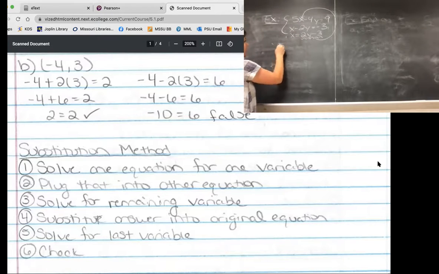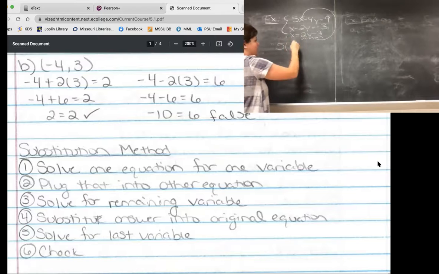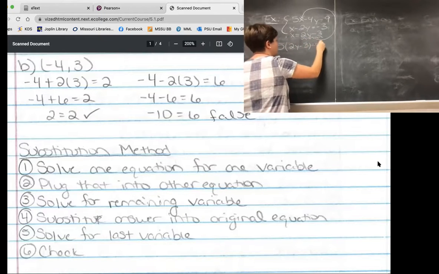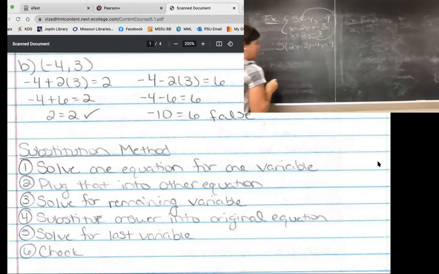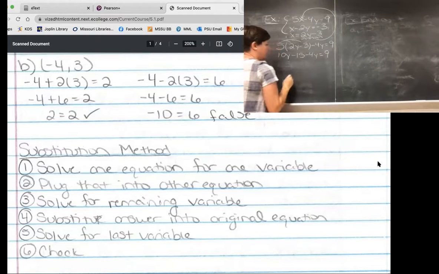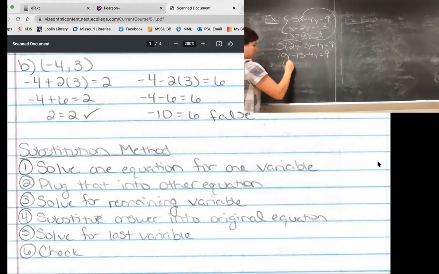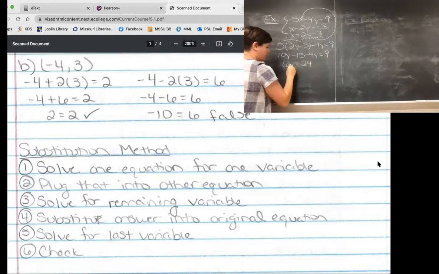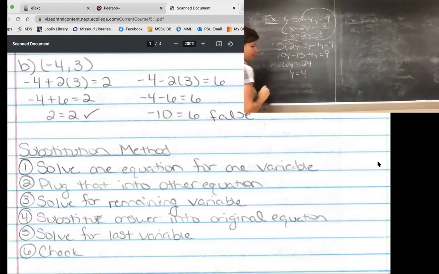So I have 5 times x, but instead of writing x, I'm going to do 2y minus 3, minus 4y equals 9. I'm going to distribute. So I have 10y minus 15 minus 4y equals 9. Combine my like terms, so I get 6y. And I'm going to add that 15 over, which will be 24. Divide both sides by 6, and I get y equals 4. That's half of my solution.